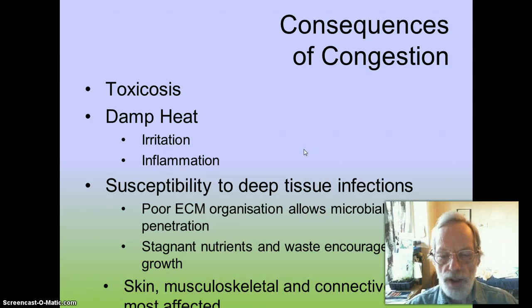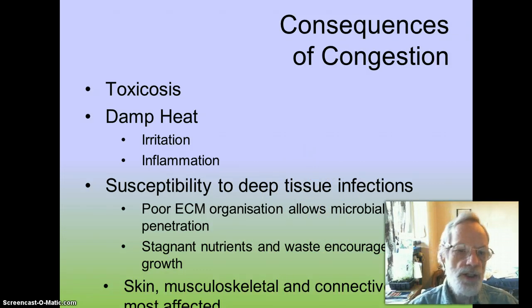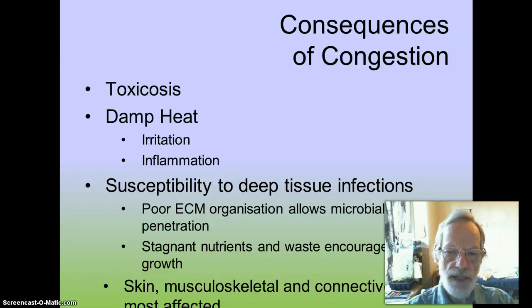In that congested tissue state, the damp congested tissue state, the patient is more susceptible to deep tissue infections, because there's poor organisation of the extracellular matrix. It can't keep the invaders out, the microbes can penetrate deeper and deeper. And as I said, stagnant nutrients and waste products encourage microbial growth. So something like cellulitis would be a really nasty consequence of that. We find that with the congested tissues, the tissues most affected are skin, musculoskeletal tissues, and the connective tissues.